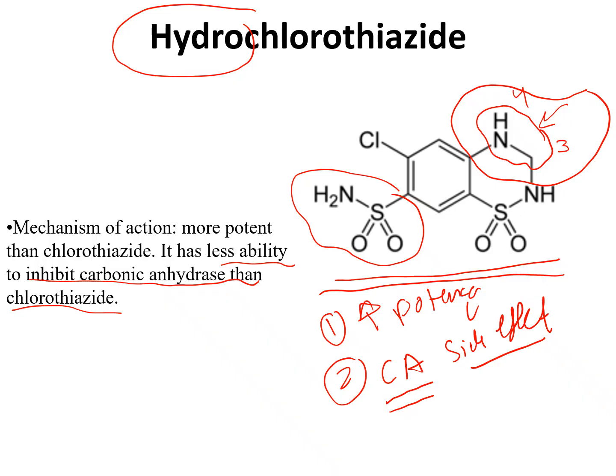Otherwise, we have the same side effects as before: hypercalcemia and hyperuricemia can happen, as well as hypokalemia from these compounds. So hydrochlorothiazide is the most commonly used compared to chlorothiazide, as I mentioned before. Okay, I think with this we finished the thiazide diuretics.